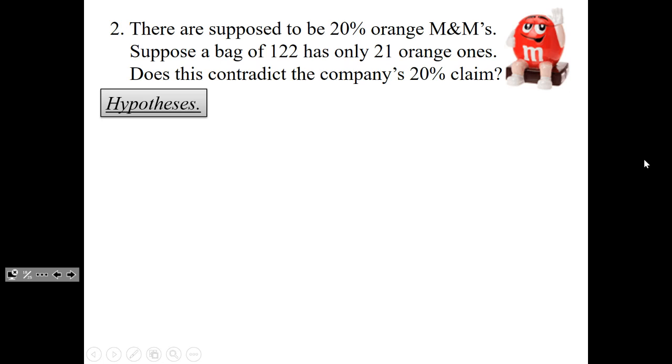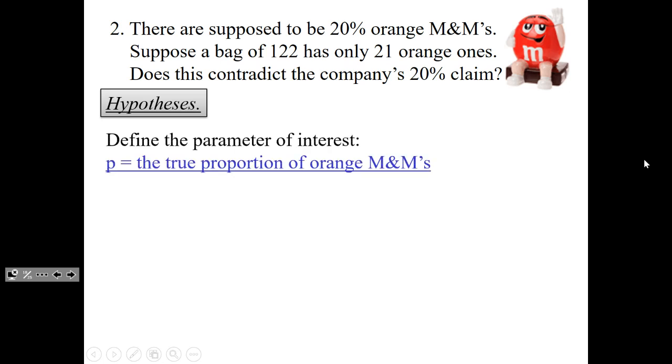Okay, so if you're playing along, you must have gotten through it. Well, to find the parameter of primary interest, p, the true proportion of orange M&Ms. Our null hypothesis, in symbols, is that 20% of the bag is orange. There's no effect, no difference. It's living up to what the company says.